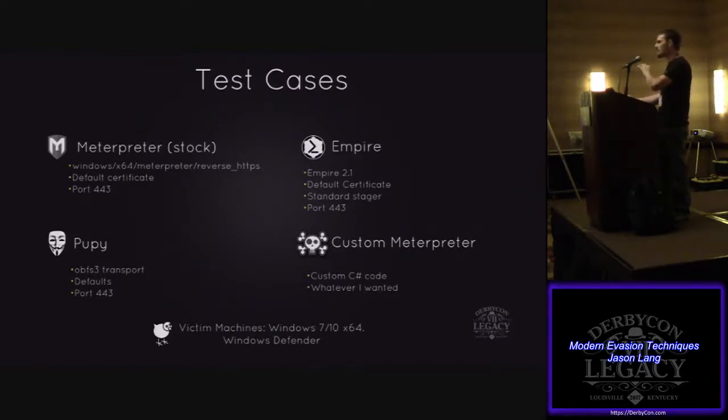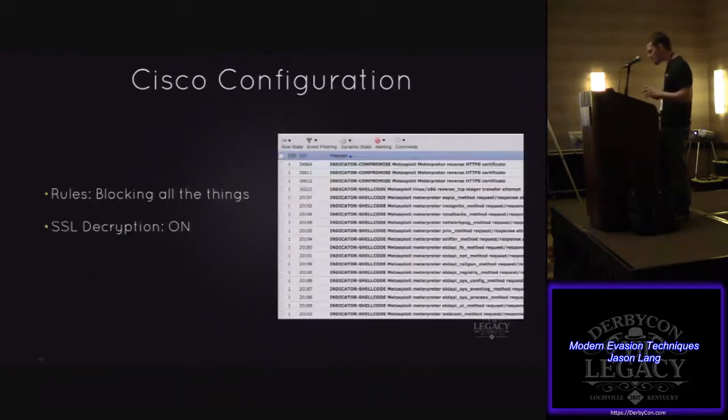Let's talk a little bit about configuration before we get into evasion and the results of the testing. For Cisco, if you're familiar with the Cisco 5500, you'll be familiar with what you see on the right, which is a bunch of rules and filters. We wanted to make this Cisco as locked down as possible, maybe even a little overboard of what's going to happen in prod. So we turned on blocking of all the things. We found all of the filters that we could for Metasploit, for Empire, for everything, and blocked all of it. SSL decryption, yep, we want that too.